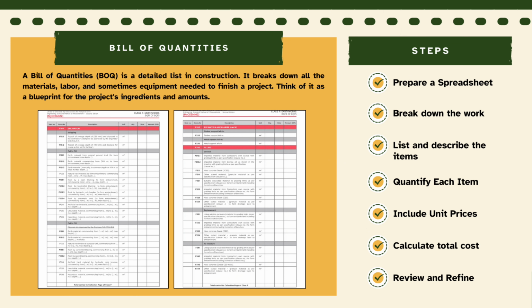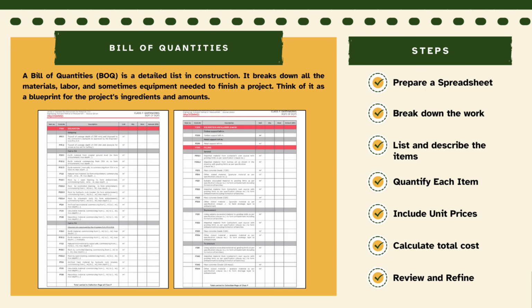Finally, step 5 is bill of quantities. There is a list of following steps that has been stated in this slide. So now let's look at each of the steps in detail. First, prepare a spreadsheet. It will have columns for item number, description, unit of measurement, quantity, unit price, and total cost. Second, break down the work.